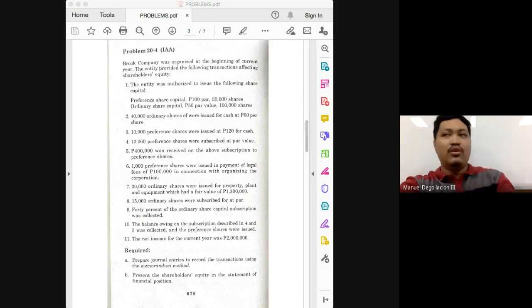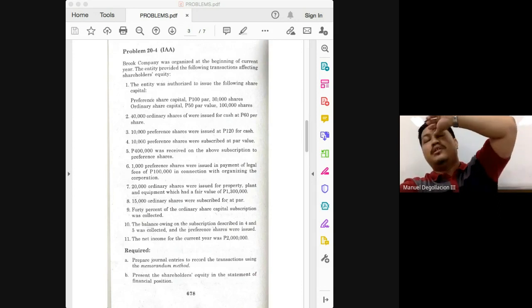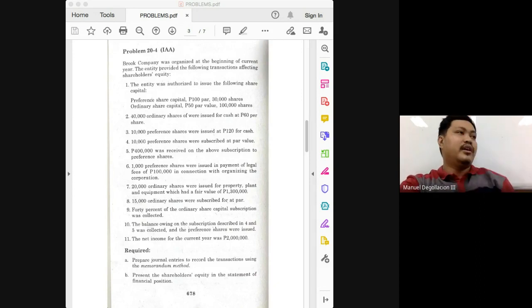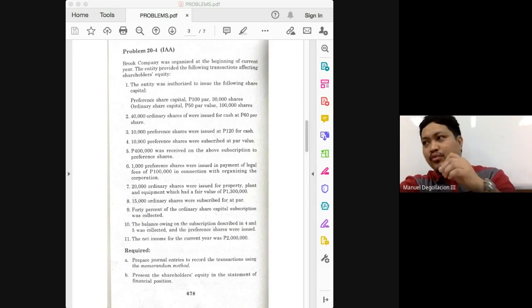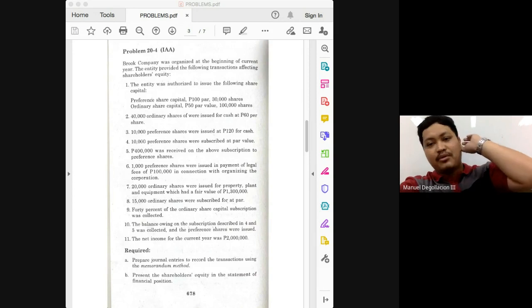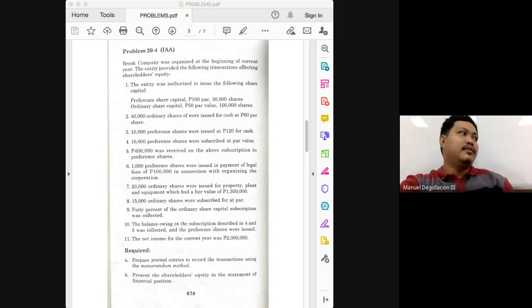But again, what's the rule? Only the par value of the shares involved will go to your share capital account. How many shares were issued, class? 20,000. What's the total par value of these 20,000 shares? 1 million. So only the 1 million should go to your ordinary share capital. What will happen to the excess? It will go to your share premium, ordinary shares, amounting to 300,000.